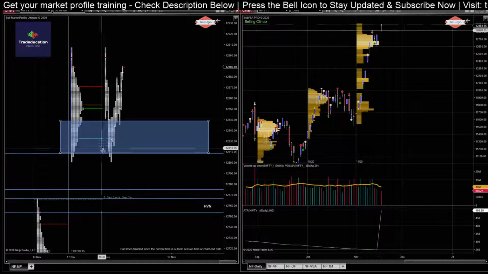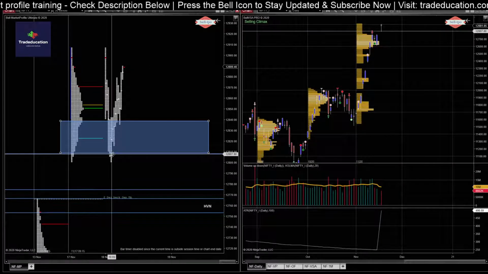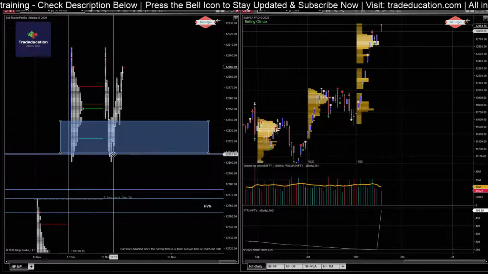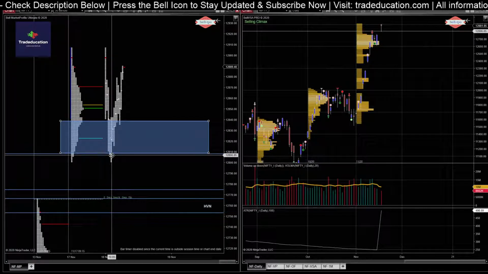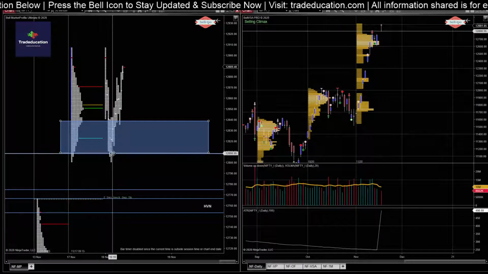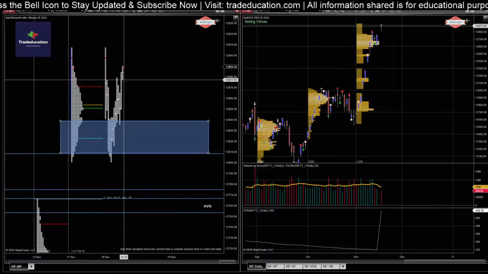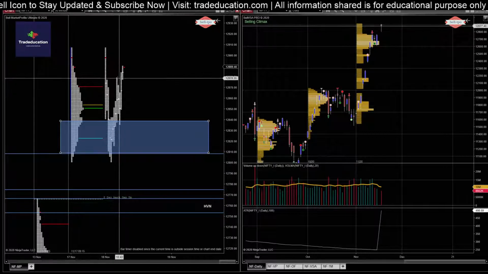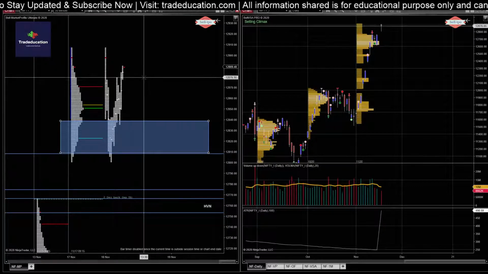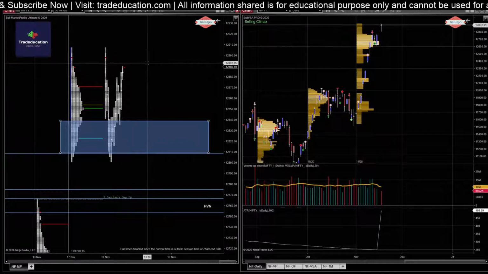So the gap was filled, and after 11:15 or 11:30 is where I entered the trade and exited around this high. Okay, so this is what I did. This is where I exited. And then the auction came down again and went higher again.